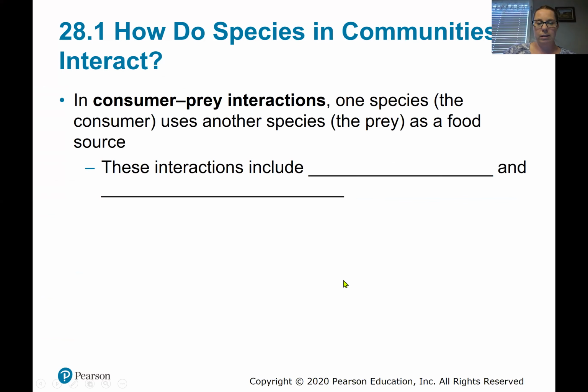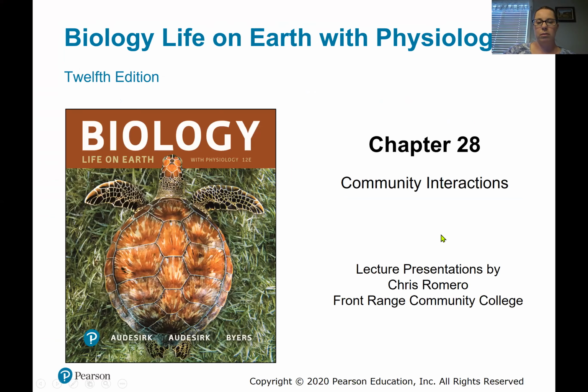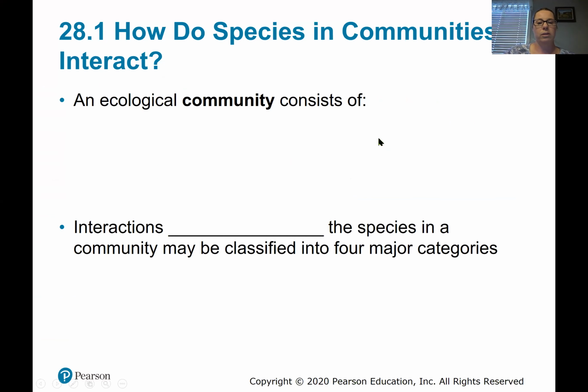Chapter 28 deals with ecology, and the ecology of communities. Last time we talked about populations, and we've discussed a zillion times this semester and last semester that a population is a group of individuals of the same species in the same area at the same time. Well, a community, in terms of ecology, takes a population to the next level.